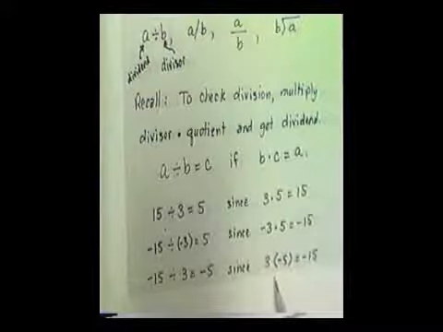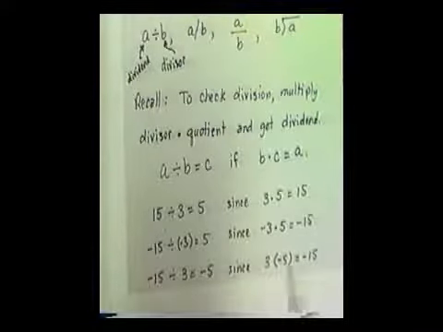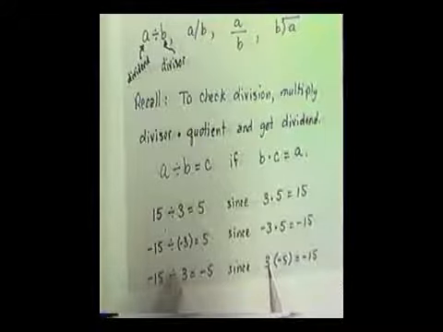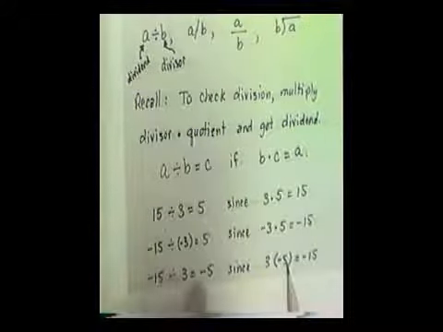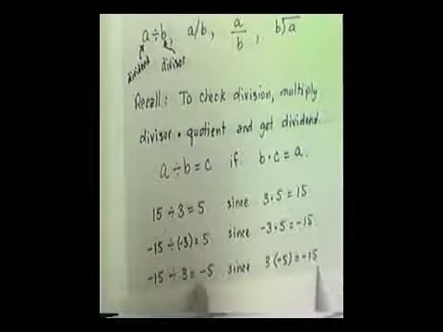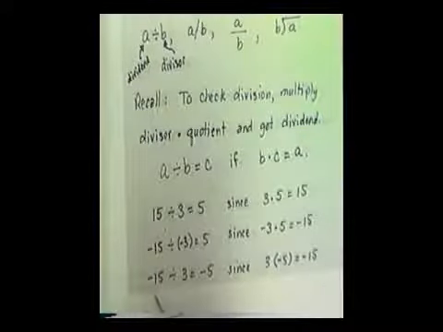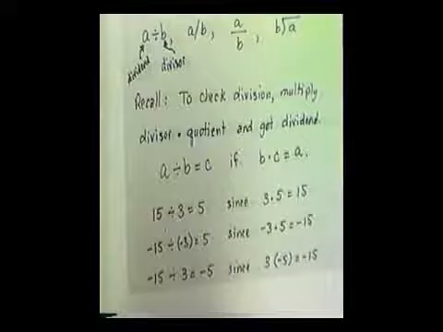Looking at another example of this, 3 times negative 5 is negative 15. 3 would be the divisor, negative 5 would be the quotient, and negative 15 would be the dividend. So, negative 15 divided by 3 equals negative 5.